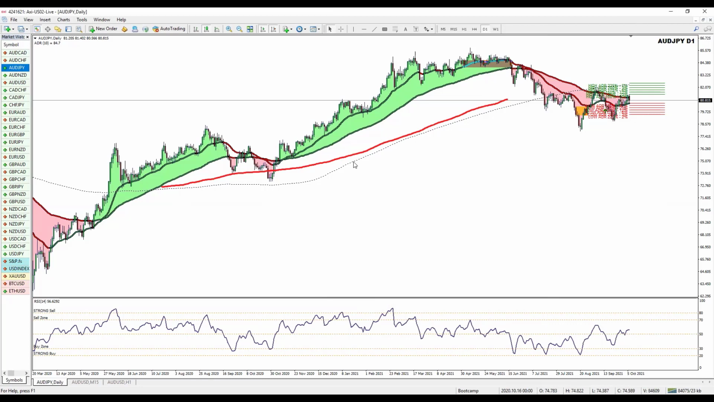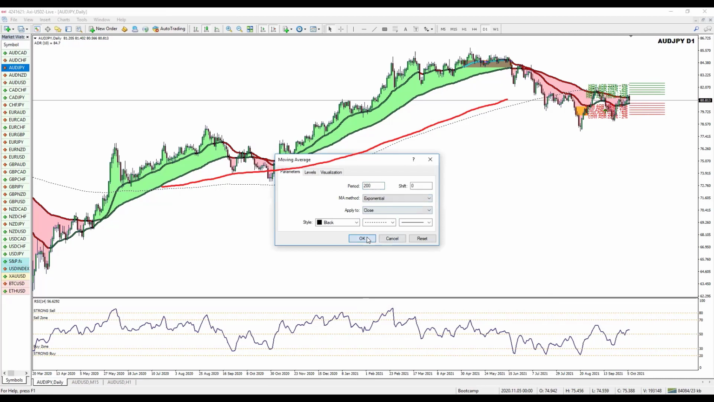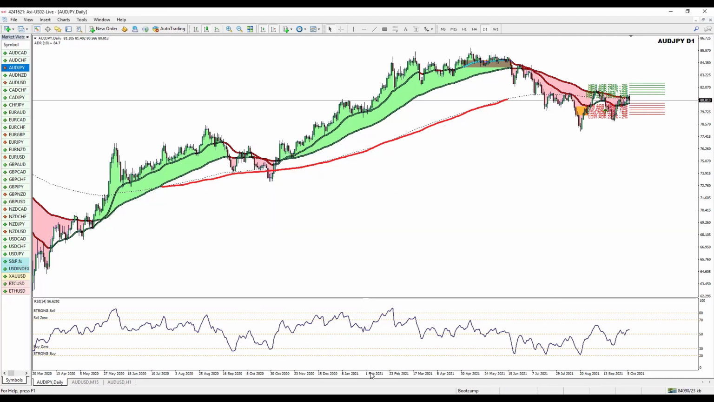Exponential moving averages are adjusted for more recent price action. Therefore, I tend to find them more accurate. But again, if you want to play with them, play with them. But the thing you need to understand about moving averages really is they are a trend direction indicator. So they are just a trade idea.